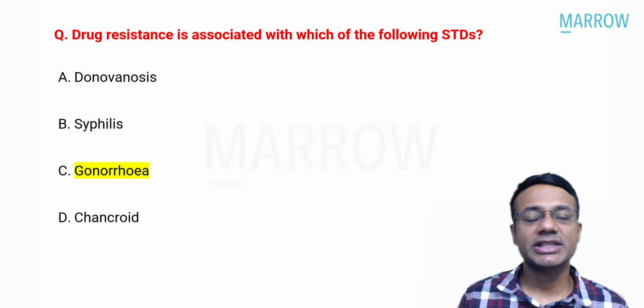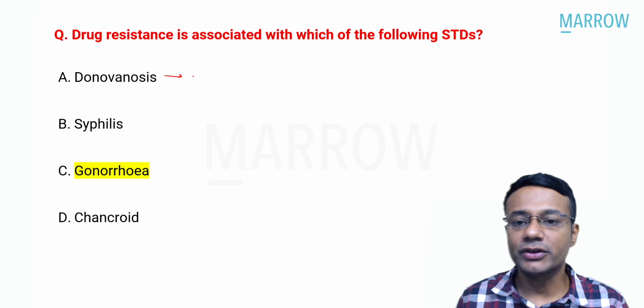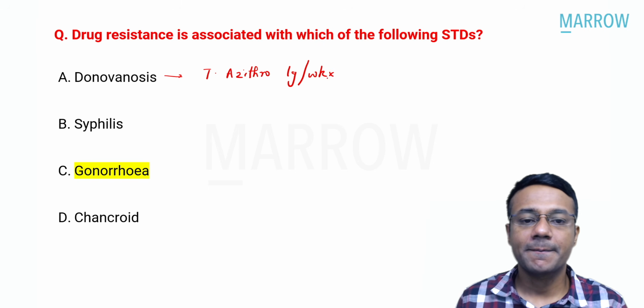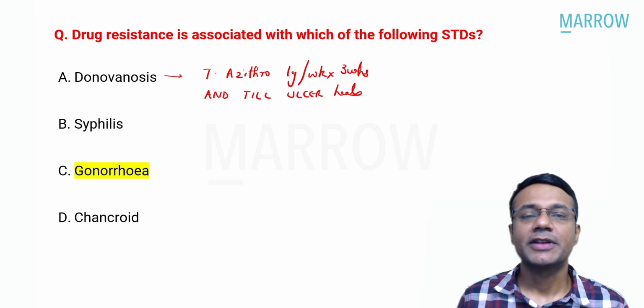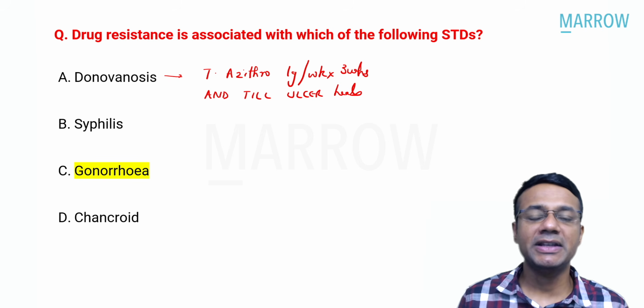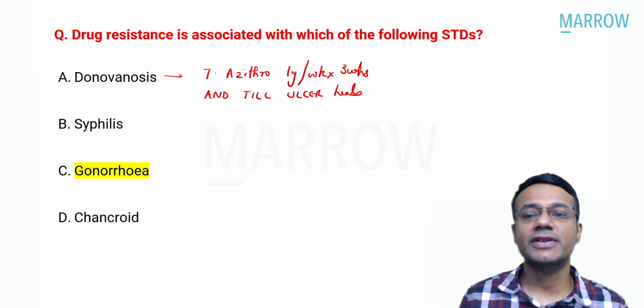The correct answer for this question, as I mentioned to you, is gonorrhea. However, we should just revise the treatments for the other STIs as well. For the genital ulcer, the best drug would be tablet azithromycin, 1 gram per week for 3 weeks, or till the ulcer heals. So we know it is characterized by that beefy red granulation tissue which bleeds on touch. So this would require a little longer duration of azithromycin.